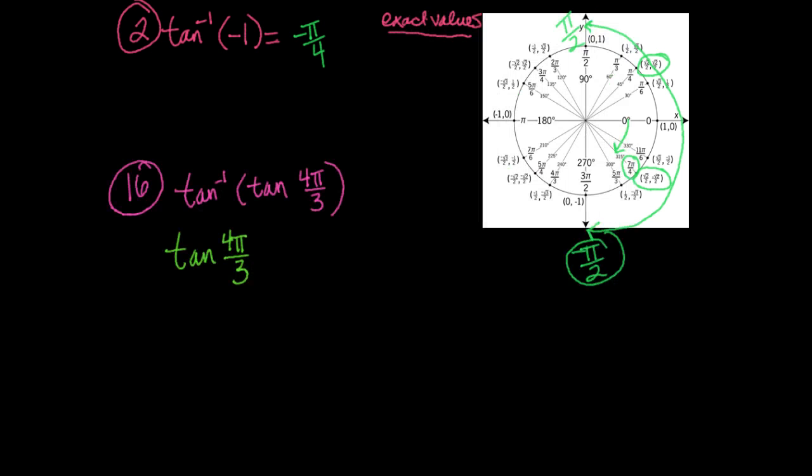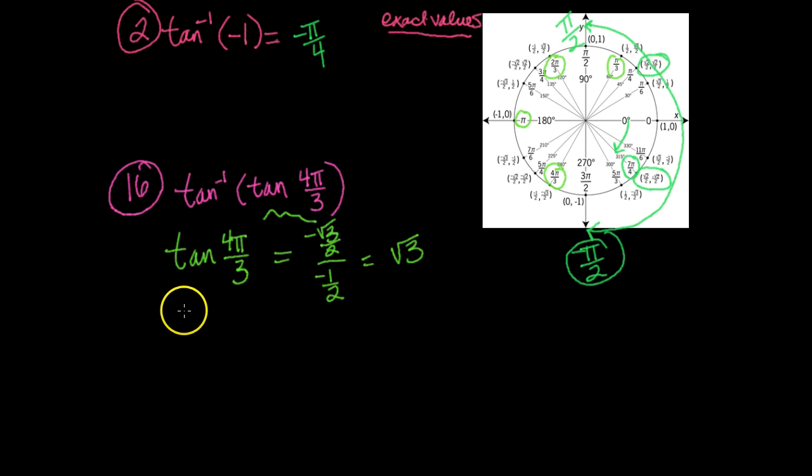Okay, so if we look at 4 pi over 3, the tangent of 4 pi over 3, I'm starting with the inside function for number 16. I'm going to go, here's 1 pi over 3, here's 2 pi over 3, 3 pi over 3 is pi, 4 pi over 3. Okay, tangent is the ratio of y over x, and since there's two negatives, it's going to be a positive. So it's root 3 over 2 over negative 1 over 2. Two negatives make a positive. Like I said, the 2's cancel out, and so you're just left with the square root of 3.